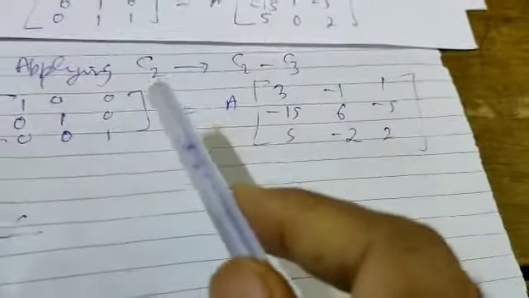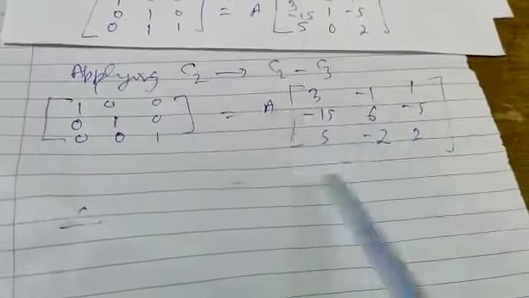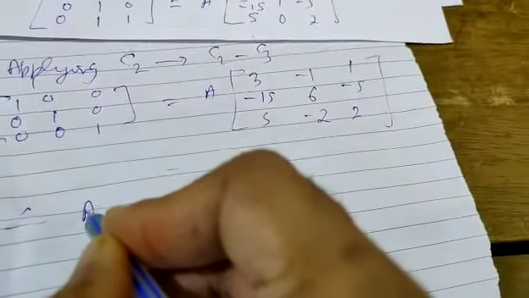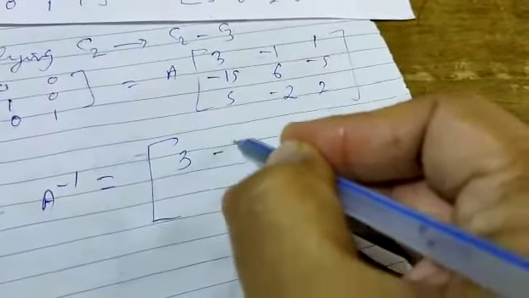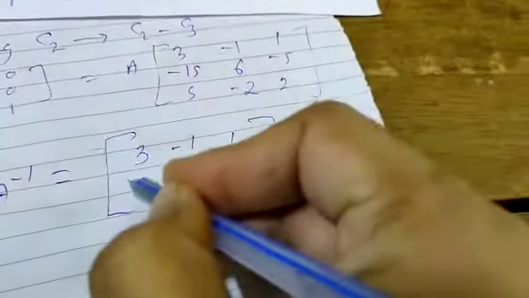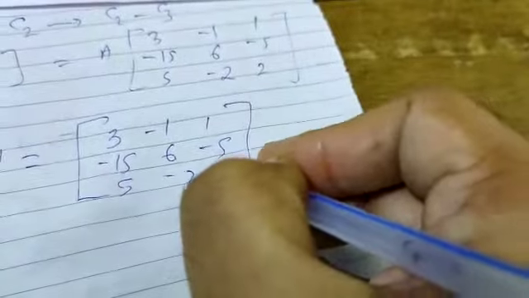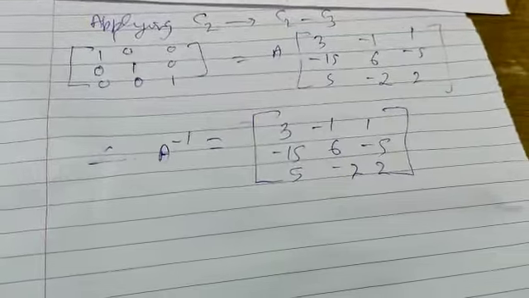We have got the identity matrix here. Therefore, because we have already discussed that whenever the matrix multiplication of two matrices is equal to I, then both are inverses of each other. So here we are getting A into B equal to I. Therefore, A inverse equals 3, minus 1, 1, minus 15, 6, minus 5, 5, minus 2, 2. So this is our inverse matrix of matrix A.